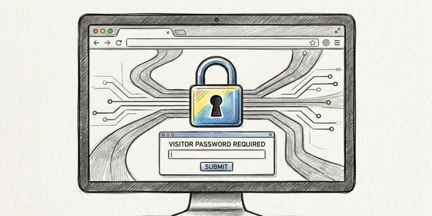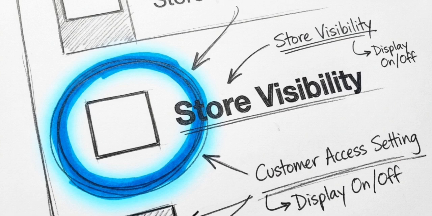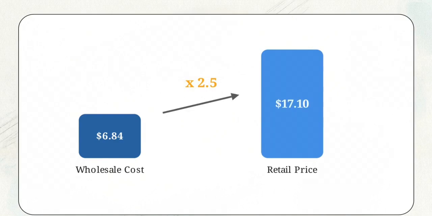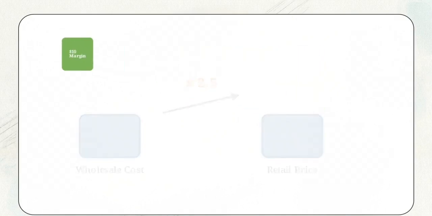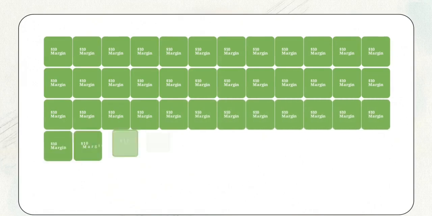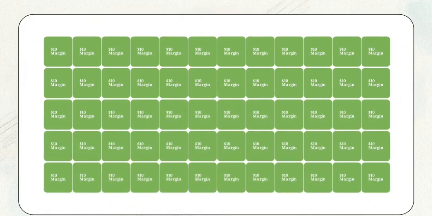Most new stores remain invisible because of a hidden default setting. Navigate to your Shopify preferences and uncheck the box that says Restrict Access to Visitors with a Password. Take the supplier's $6.84 wholesale cost and multiply it by 2.5, setting your retail price at $17.10. With this $10 margin set, the system automatically handles scaling volume without extra manual data entry.